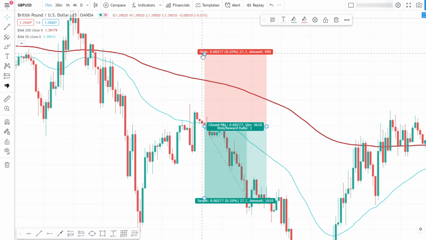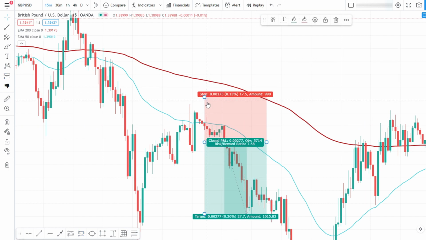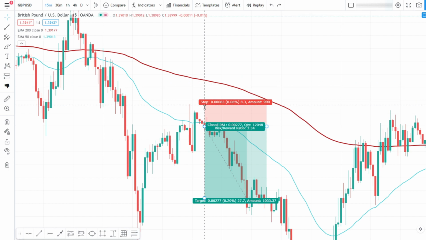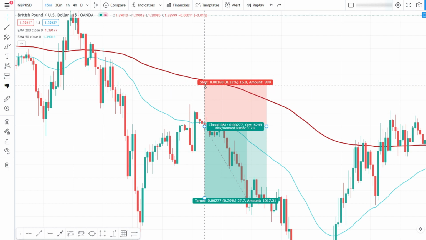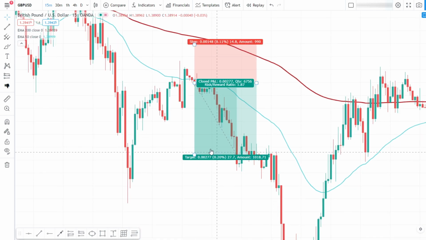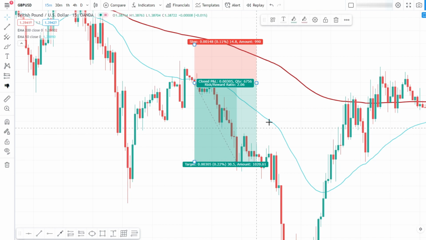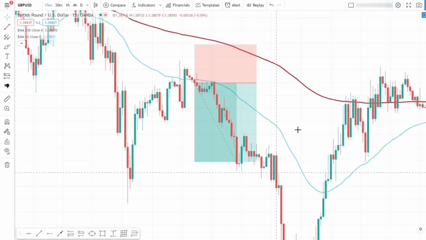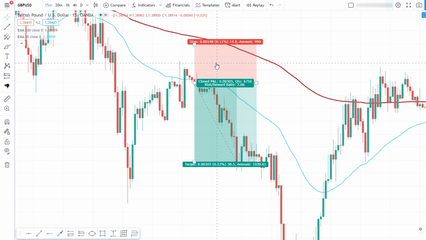So what we're going to be aiming for is a 10 to 15 pip stop loss, with 15 pip stop loss right here, and we're going to be aiming for a 1 to 2 ratio or a 1 to 3. So your first TP would be at 1 to 2, second TP would be at 1 to 3. Right here you can see it hit the 1 to 2. So let's say you traded with $100 of risk, you would have made $200 right there.